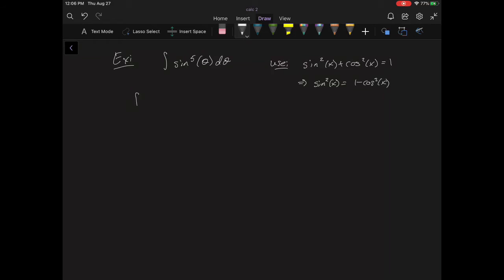So how do we break this up so we can actually work with it? Well, we're going to pull one sine out, and then we're going to have sine squared inside of our function. Now we can use the identity here, so we get sine of x times the quantity of 1 minus cosine squared of x, all squared. And now we can just use a u substitution, where u is equal to cosine of x, telling us that du is going to be equal to negative sine of x.